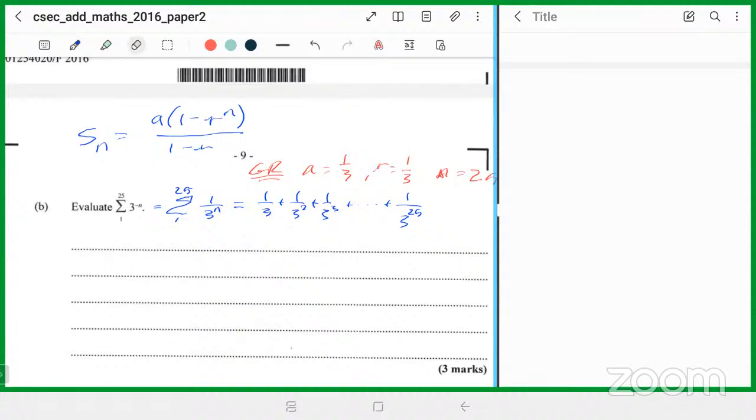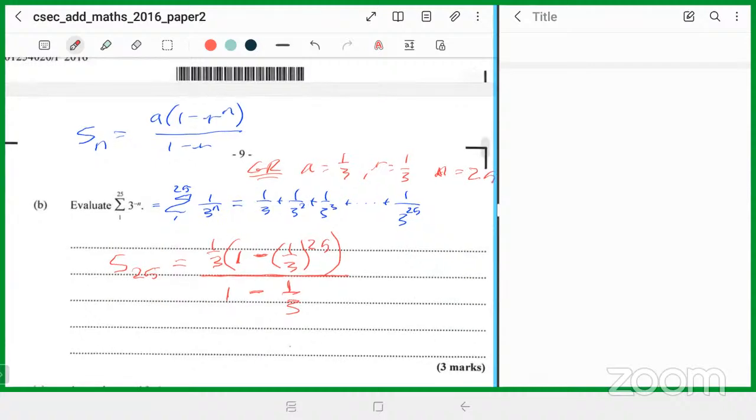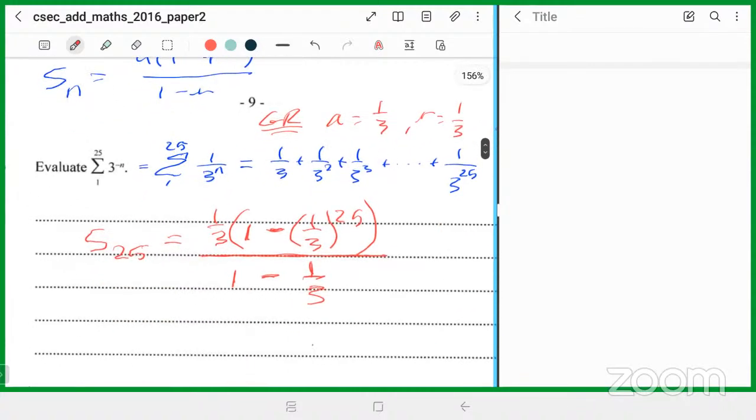Let me do it in red so it can show better, as the blue doesn't show so well against the black. So the sum of 25 terms equals the a, first term, which is a third, into 1 minus the r, which is also a third, raised to the power n, which is 25, all over 1 minus the r, again a third. That is it. So these summation questions are normally GP.